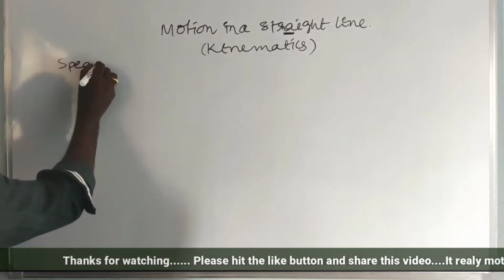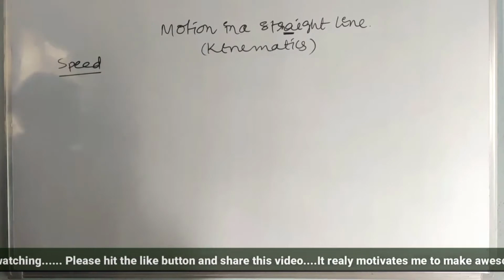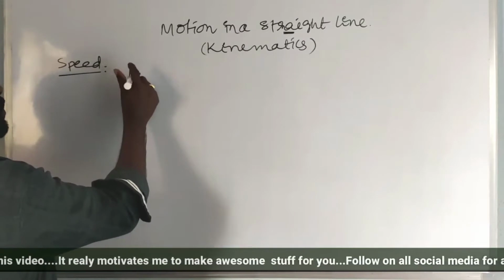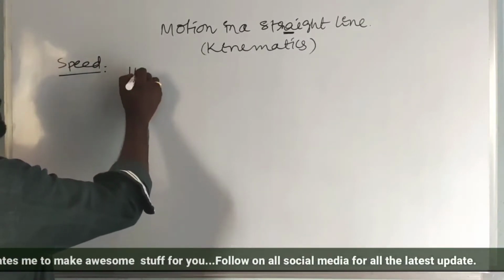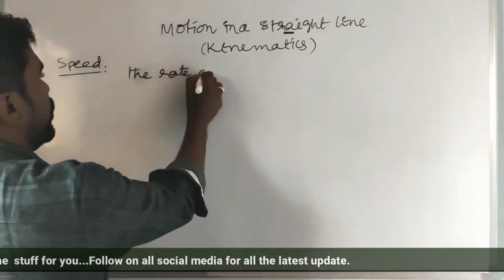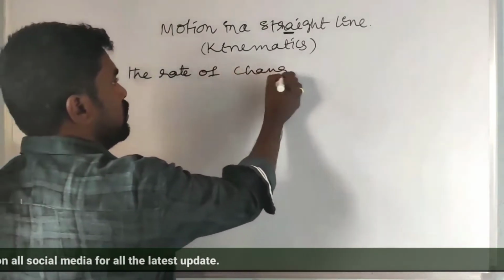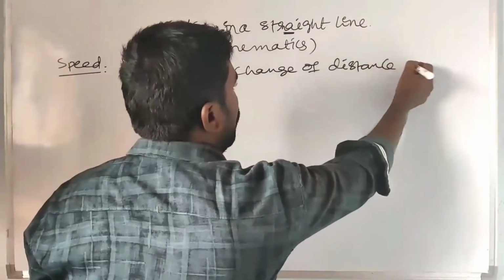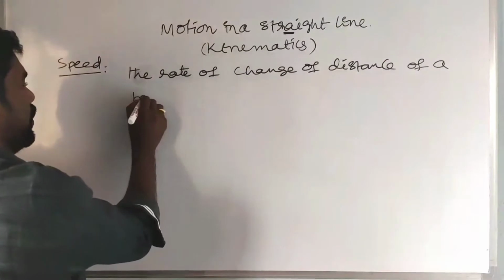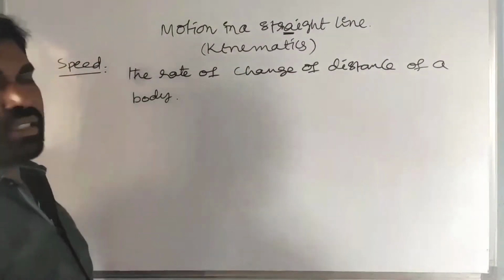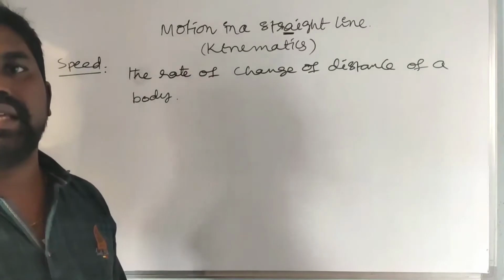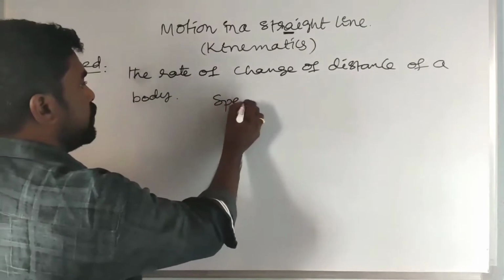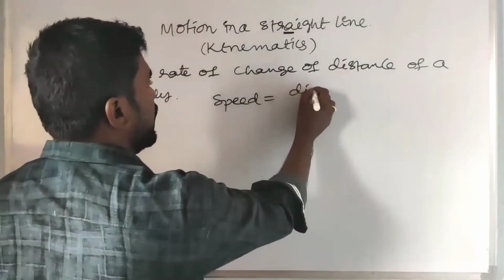Speed and velocity. What is speed? Speed is nothing but the rate of change of distance, the rate of change of distance of a body. Already you know that distance is nothing but the actual path length traveled by the body. So here speed is equal to distance by time.